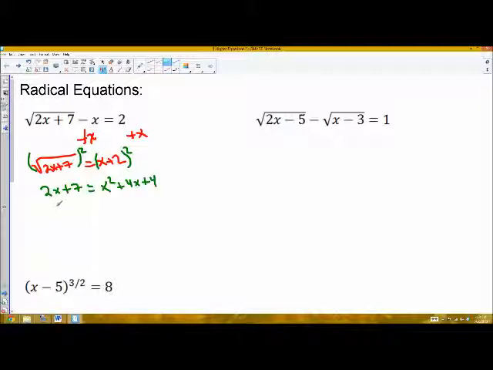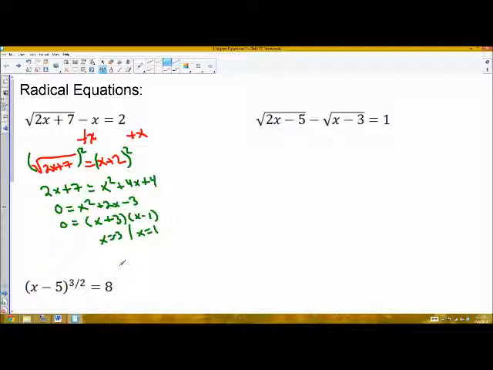Then I bring everything to one side, end up with 0 equals x squared plus 2x minus 3, which factors to x plus 3 times x minus 1, which tells me that either x is negative 3 or x is positive 1.